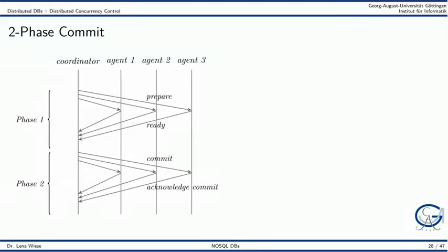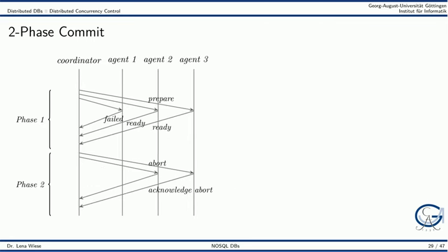Here we see a good successful run of the two-phase commit protocol. In the first phase, the coordinator tells all agents to prepare for the commit. All agents have to respond that they are ready to commit. In the second phase, the coordinator tells all agents to commit. All agents have to acknowledge the commit back to the coordinator. One unsuccessful case of the two-phase commit protocol happens when one agent is not ready to commit. In this case, the coordinator has to send abort messages to all agents that answered with a ready message.